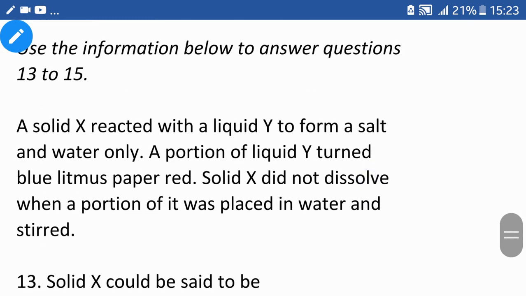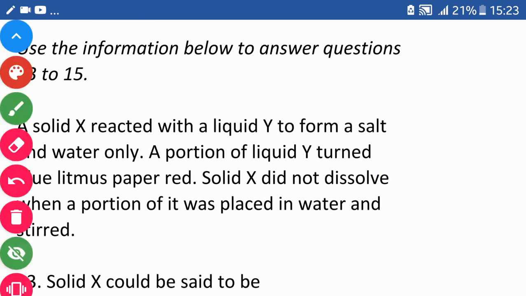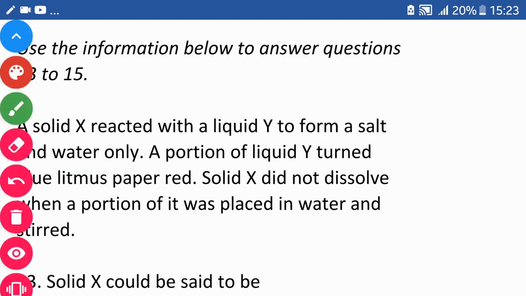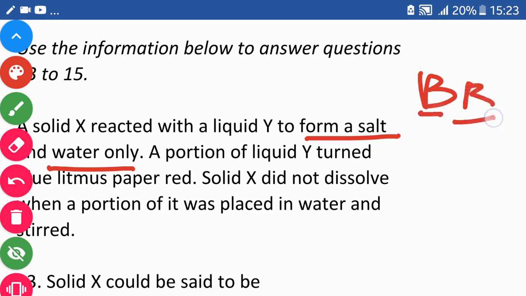So with this question, a solid X reacted with a liquid Y to form a salt. As soon as you see this statement, reaction to form salt and water only, you are dealing with acid and base. A portion of Y turned blue litmus paper red. So it is an acid, which can turn blue litmus paper red.